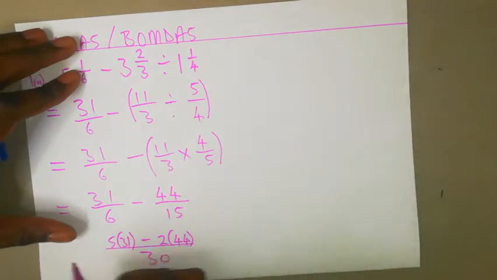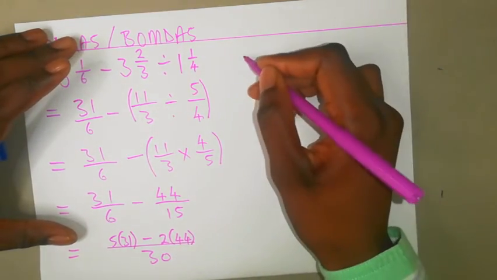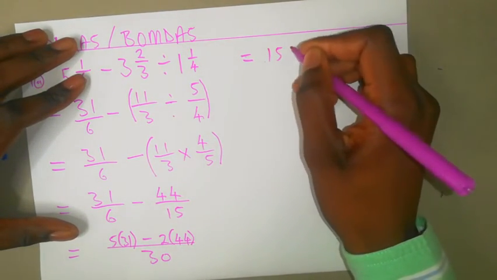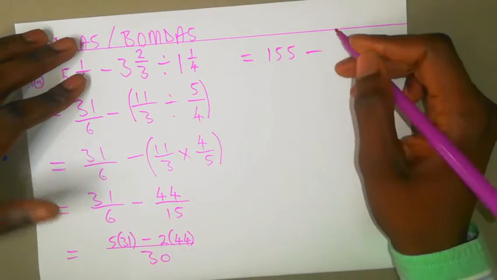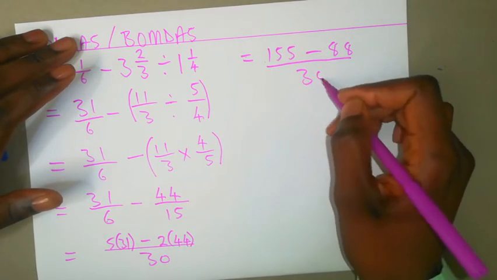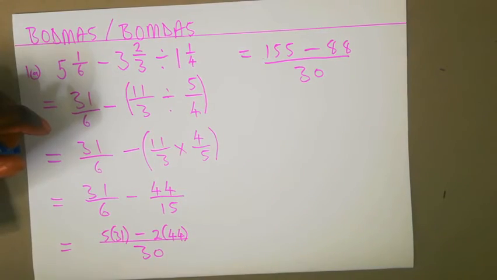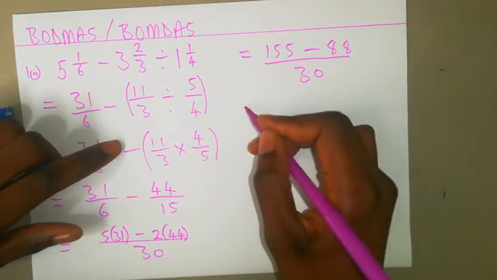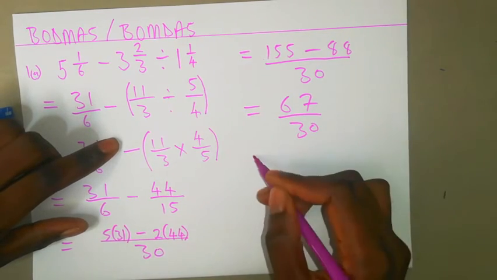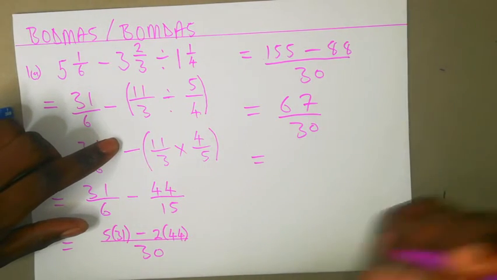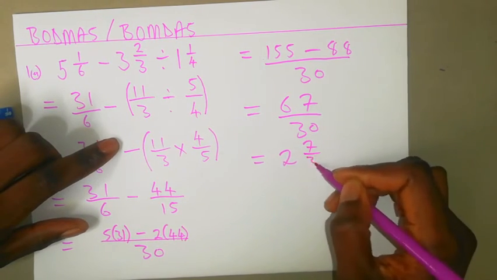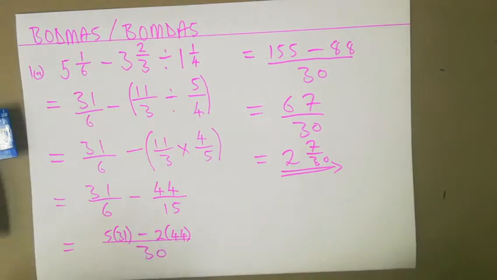So as I continue, I'm going to say it's equal to 5 times 31, that's 155, minus 88, still all over 30. So in this case, I'm going to obtain my 67. So it's equal to 67 over 30. I'm going to leave it as a mixed number. So 30 into 67, that's 2, remainder 7, that's over 30. This is my final answer. That's how we apply BOMTAS.